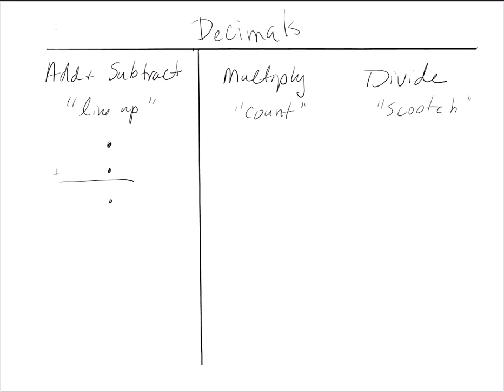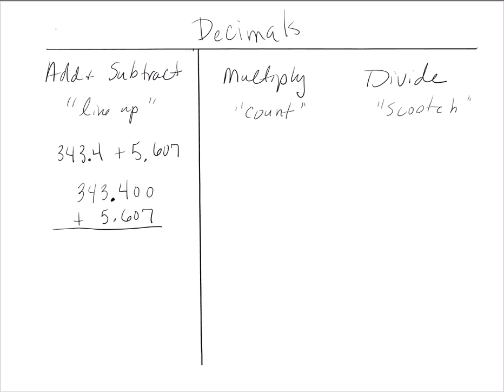Here's an example. Here we have 343.4 plus 5.607. When spaces are left empty after the decimal, meaning to the right, you can add in some zeros. Go ahead and add. And you can place the decimal. Some people like to place the decimal before or after. Just don't forget to put it in the answer, which is a common mistake.